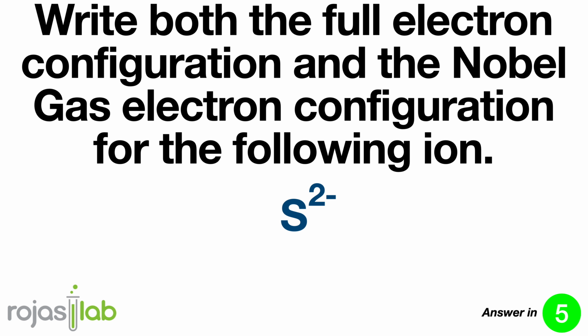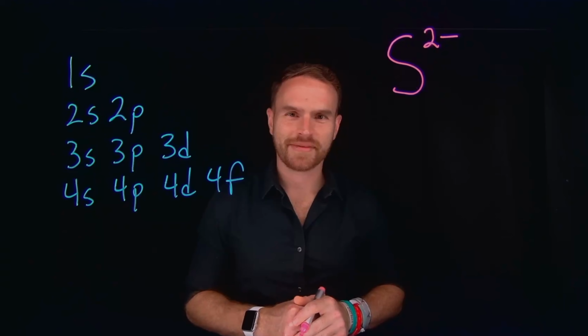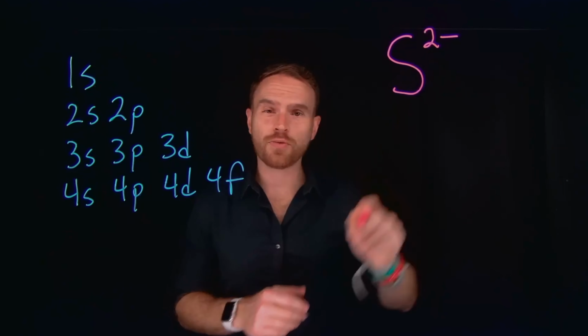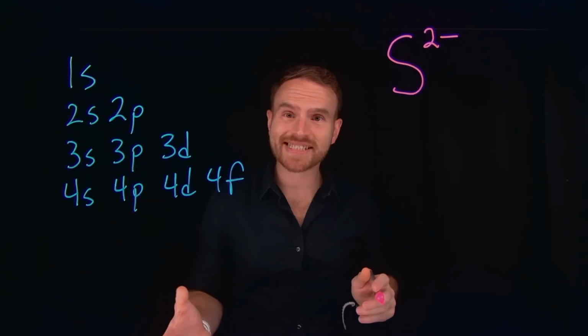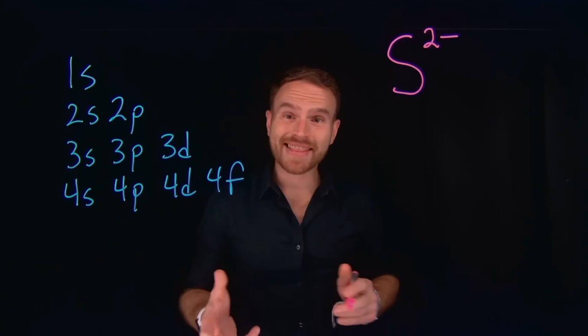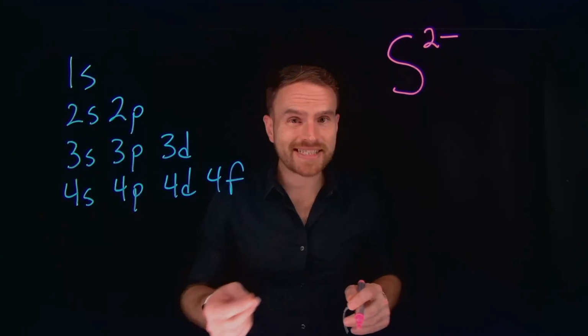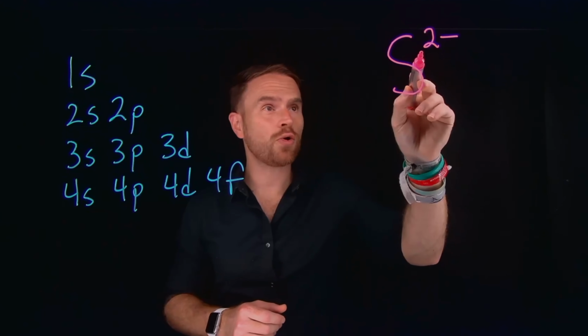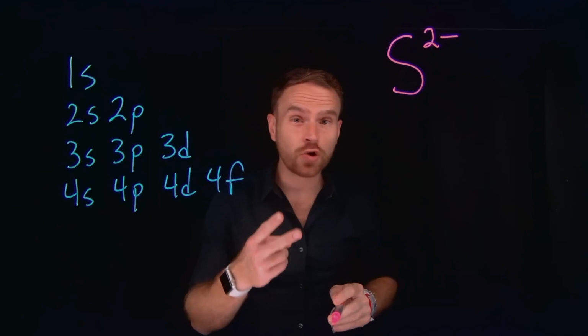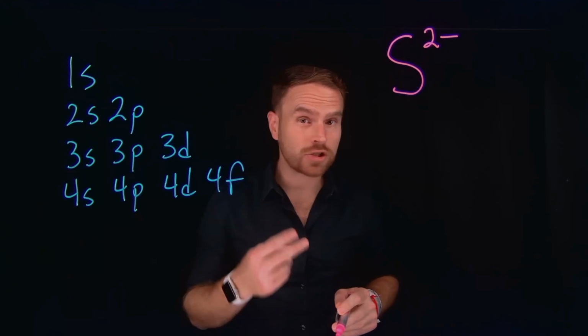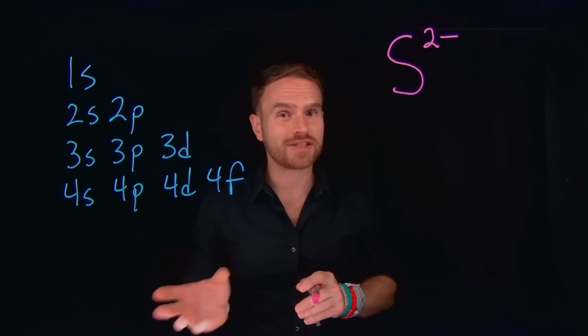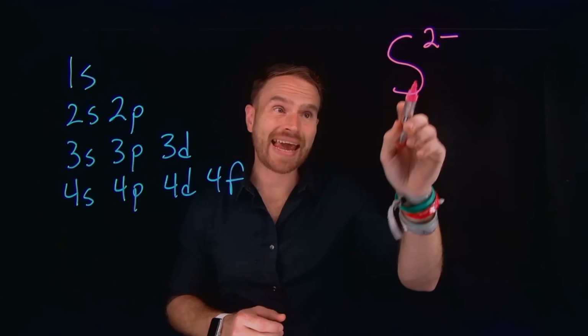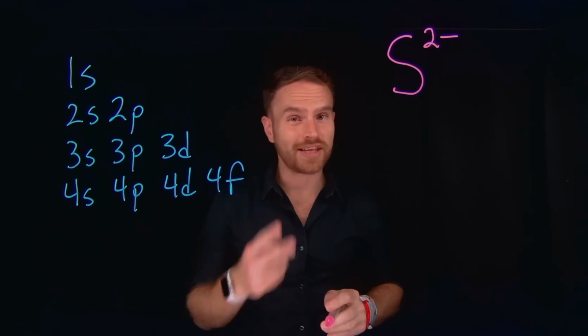Now it's your turn. Pause this video and try this problem independently, then resume the video to check your answers. This is the symbol for sulfur with a 2- charge. Sulfur is the 16th element on the periodic table, and this means in its neutral state there are 16 total electrons. However, you were told that this was the ion that contains a 2- charge, and this means that there are 2 more electrons than there would be in its neutral state. So therefore, there are 18 total electrons for sulfur in the 2- state.